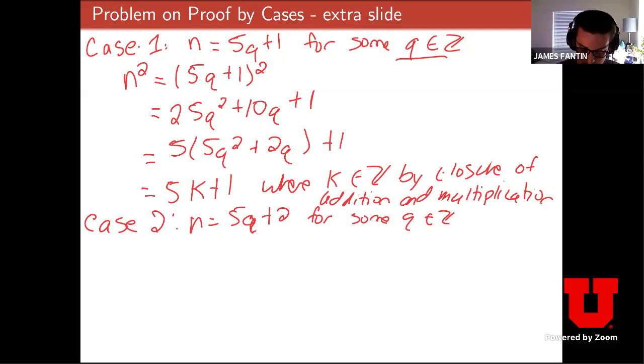It's fine if we reuse the same letter here. So in case 2, we're reusing this q, not necessarily the same q as up here, but we're redefining it to say case 2, n is equal to 5q plus 2 for some q that is an integer. So you don't have to use new letters, but you just have to make sure you redefine what those variables mean in each case. You couldn't just say that n is equal to 5q plus 2. You need to redefine that q is just some integer, to make sure we know we're not talking about the same q as in case 1. So good questions.